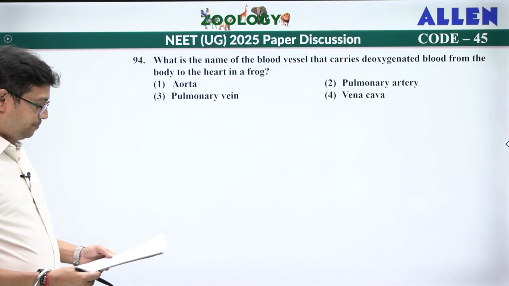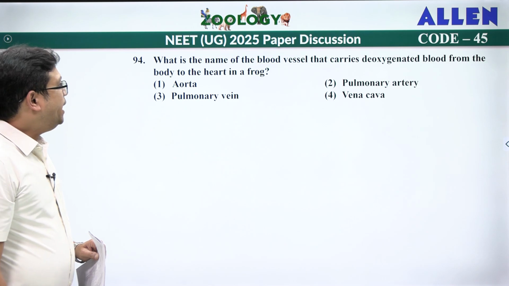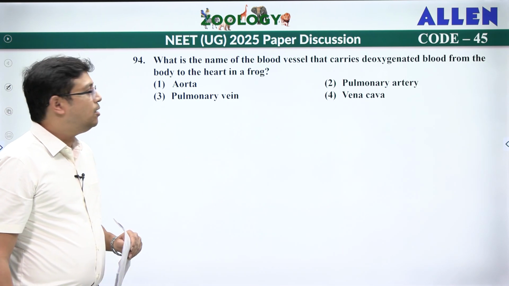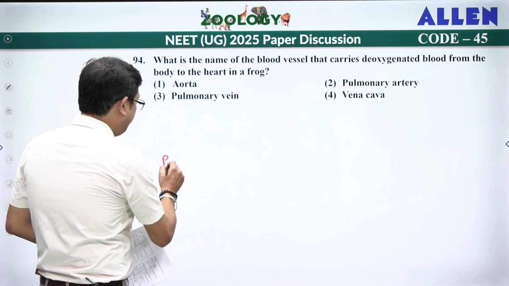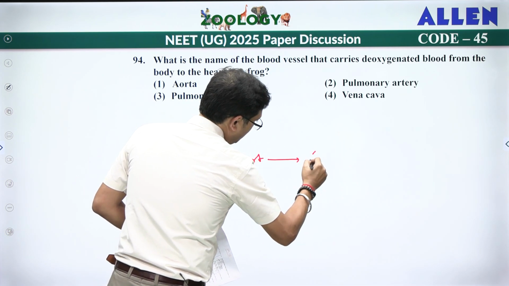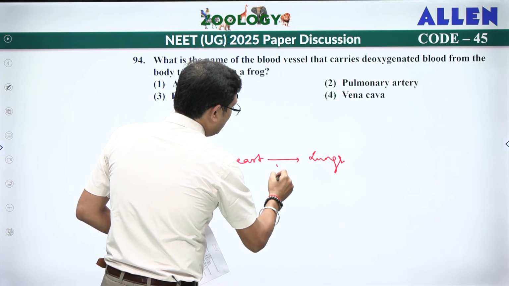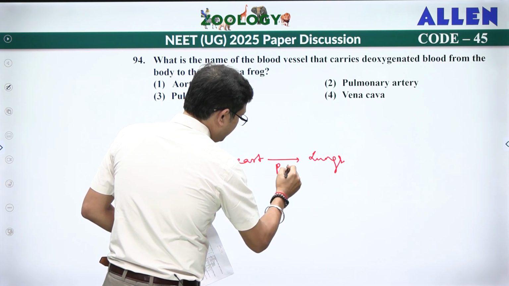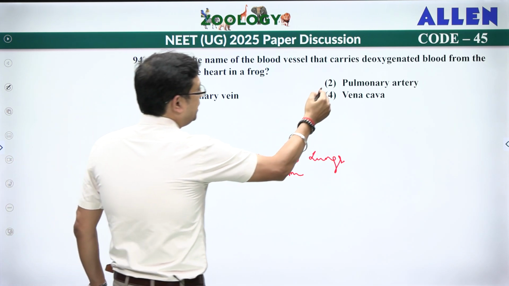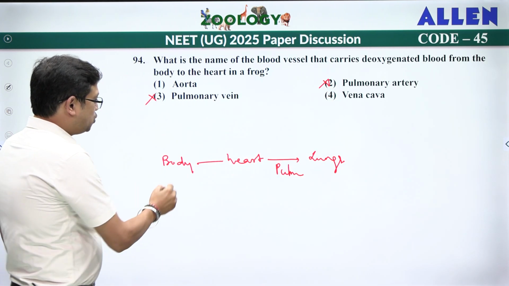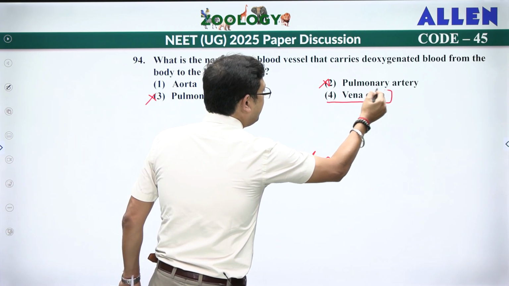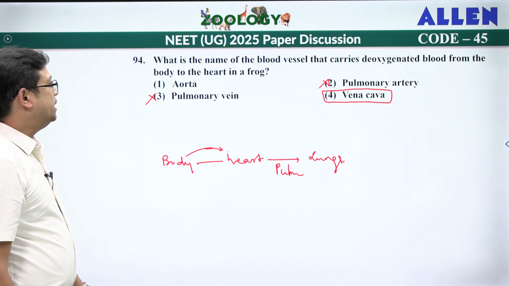Next. What is the name of the blood vessel that carries deoxygenated blood from the body to the heart of the frog? Body to heart to lungs, right? Lungs is pulmonary, so it is not that. So body to heart is what? Deoxygenated blood will be carried by the superior and inferior vena cava. So the answer is the 4th one.